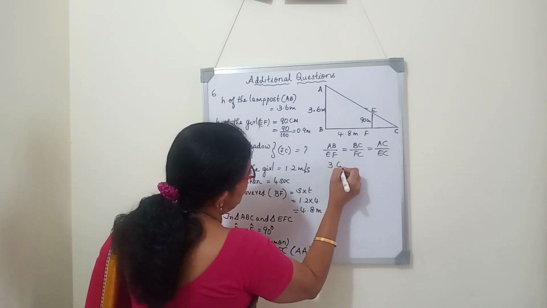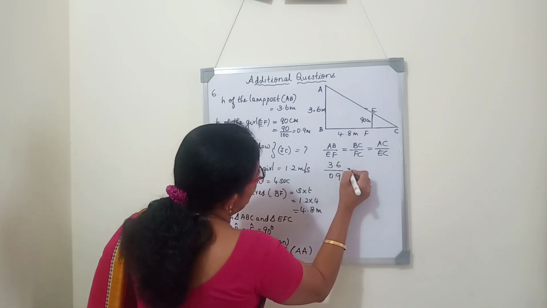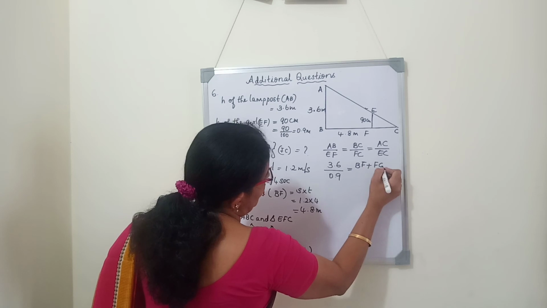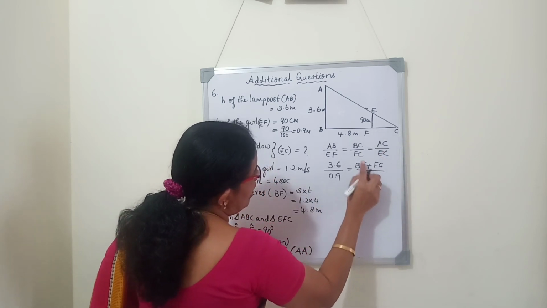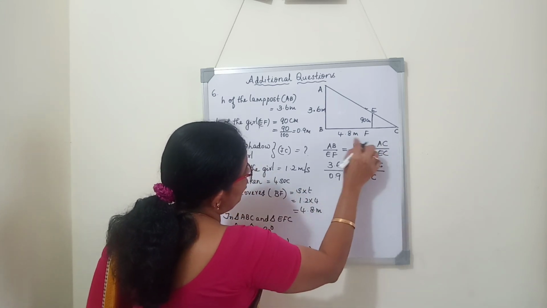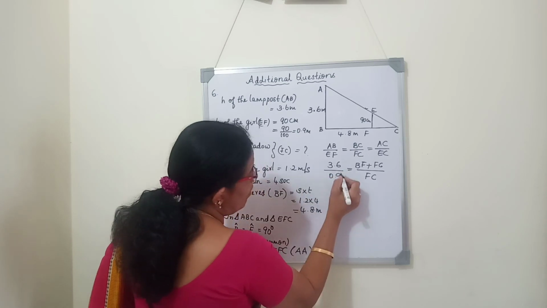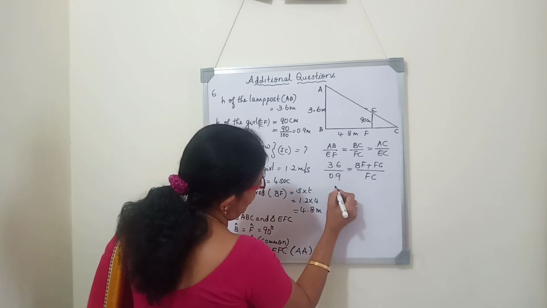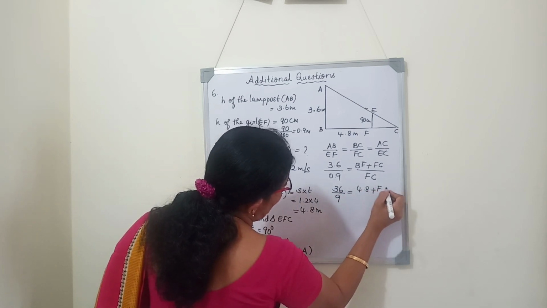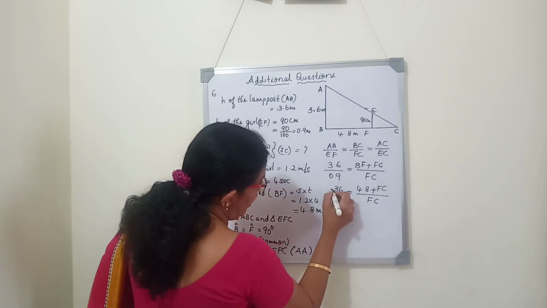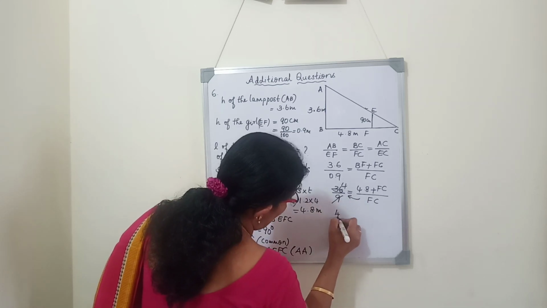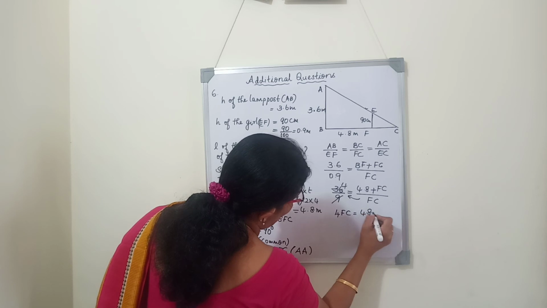Now AB is 3.6, EF is 0.9, BC is BF plus FC, because we don't know the value of FC, by FC as it is. This third ratio, no need to calculate. Now BF we have 4.8. Multiply both numerator and denominator by 10. We will get 36 by 9 equals 4.8 plus FC by FC. Now cancel 9 and 36, we will get 4. We'll cross multiply. We will get 4FC is equal to 4.8 plus FC.